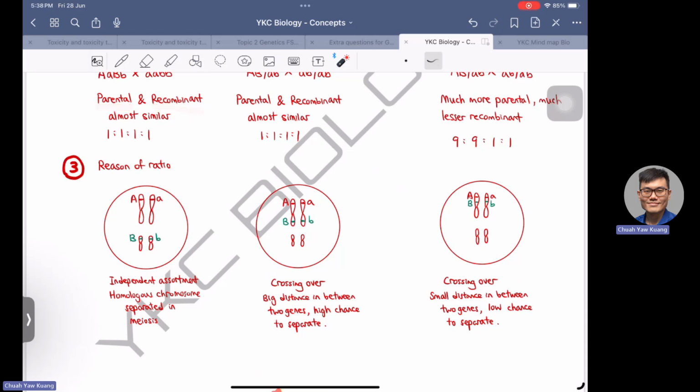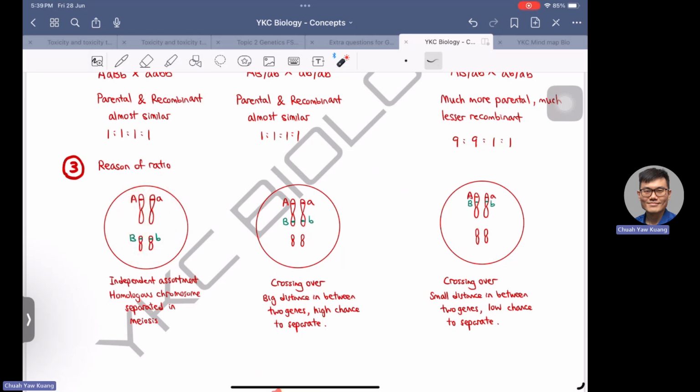So why will we have the number of parental and number of recombinant almost similar? Well, the reason is because of how the recombinant type offspring can be produced. It's all due to the independent assortment. Because when we want to produce a gamete, the homologous chromosomes will be separated during meiosis one, during anaphase one. They must be separated. This will 100% occur. So independent assortment is something that must occur.